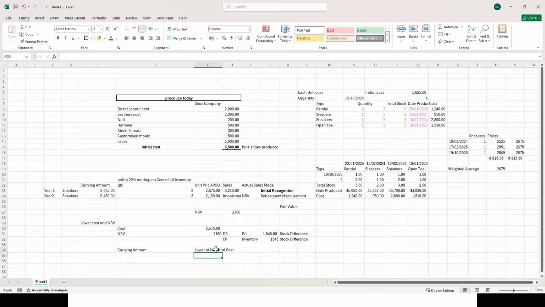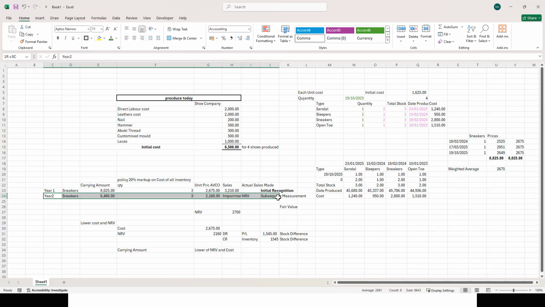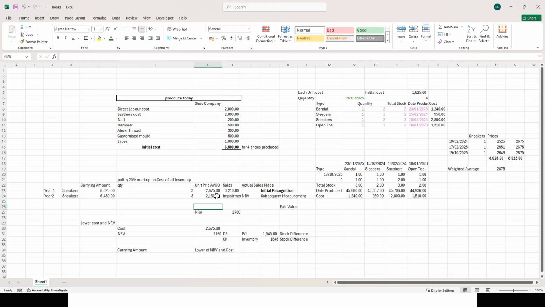So NRV and cost, which one is lower? NRV seems to be lower. This is NRV, this is cost. So that is why we have it there. Is that clear? When we did it initially, we got a cost of our stock of 2675. That's the cost, right? Then when we remeasured it in the second year, because we were checking our inventory for impairment, we discovered that the NRV, the net realizable value, which is what we can sell the product for in the market, is 2160. That's our NRV.